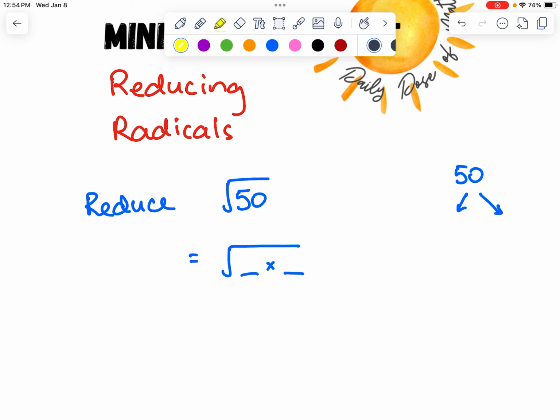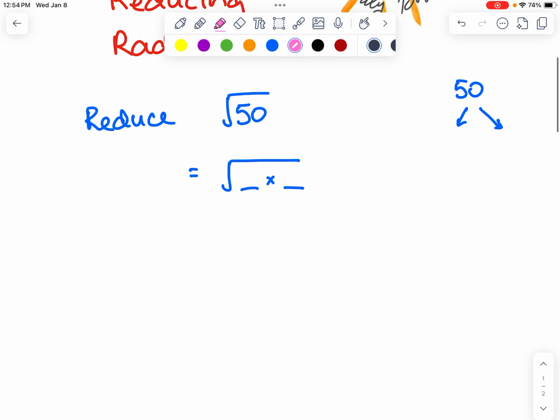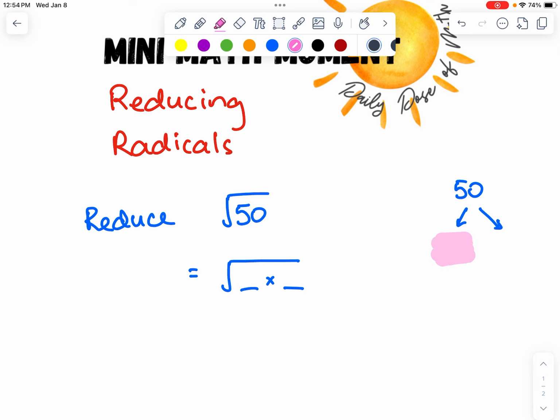numbers, and one of the numbers has to be a perfect square. I'm going to highlight that one there. We're going to put the perfect square in that one. So factors of 50 could be 5 and 10, but neither of those are perfect squares. But then we can have 2 and 25.